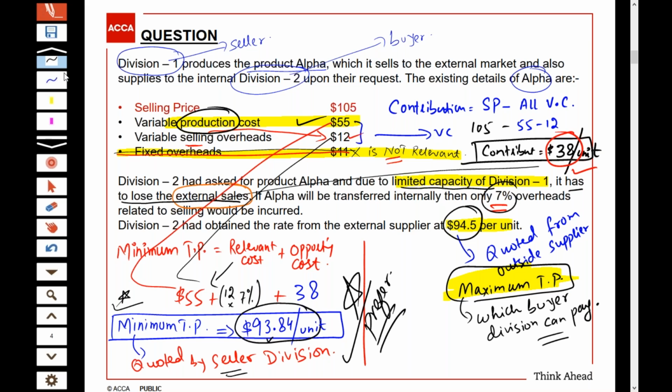Obviously the seller division will charge its necessary cost, and that is 55 plus 7% of $12. This is the necessary cost and the opportunity cost which it will be losing from the external sales. All right, students. Now I am moving ahead.